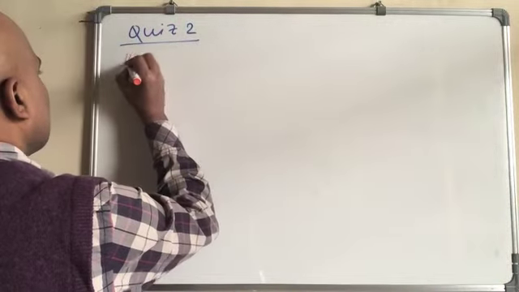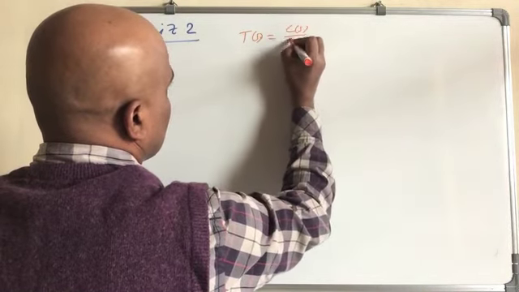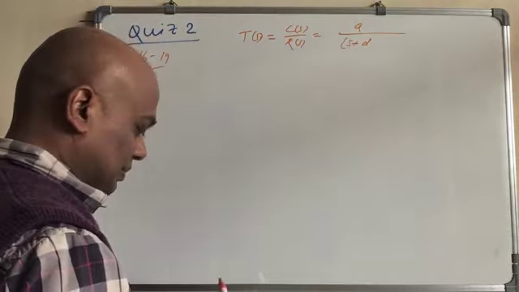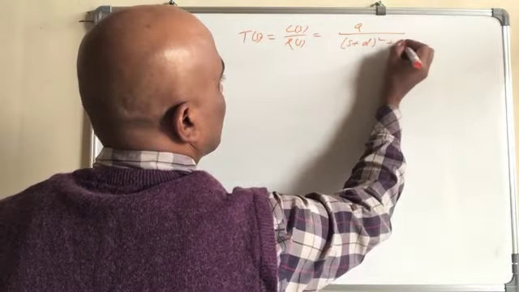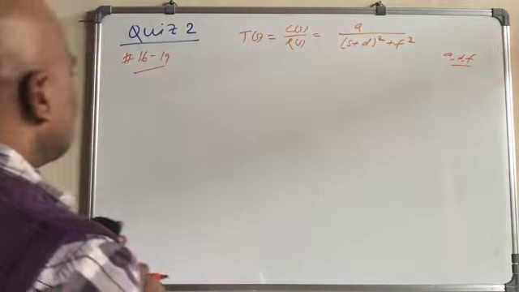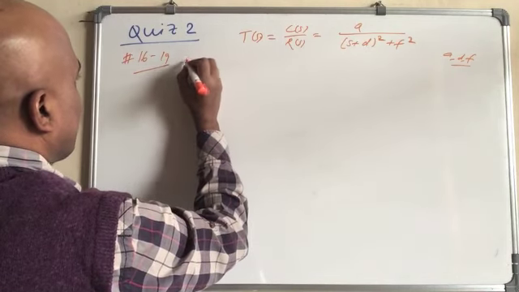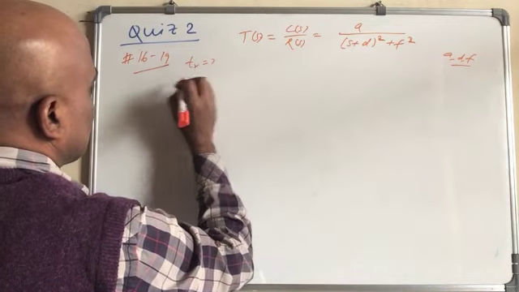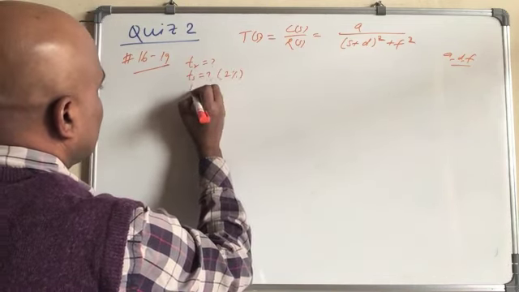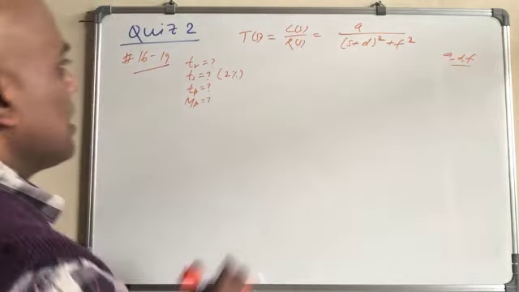For the next three questions, questions number 16 to 19 are about a transfer function T(s), which is equal to output over input, which is equal to A over s plus d square plus f square. So these things are given, A, d, f, these values are given as numbers. What we have to find is four things. First thing is the rise time, tr. Second is the settling time, ts, with the 2% criterion. Then we have the peak time, and then the maximum overshoot.